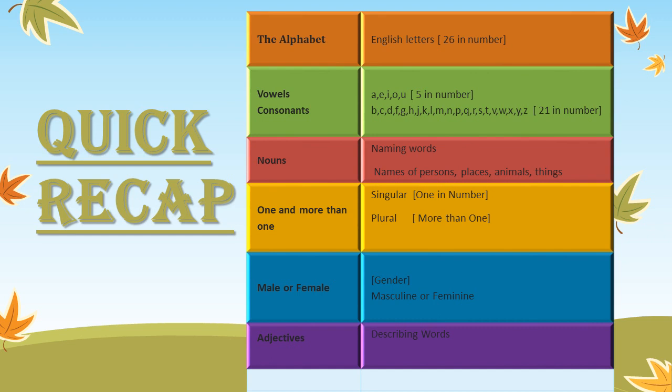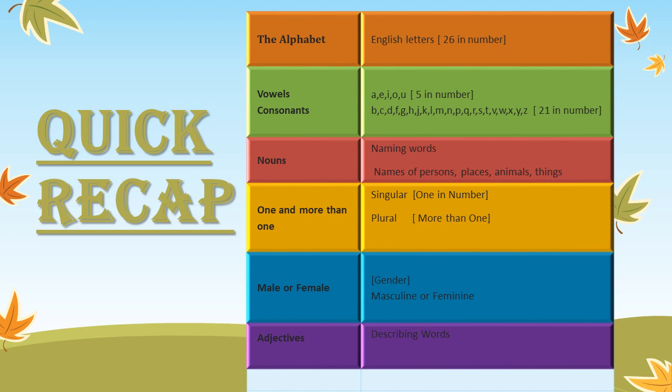Chapter 2, vowels and consonants. There are 5 vowels: A, E, I, O, U, and 21 consonants: B, C, D, F, G, H, J, K, L, M, N, P, Q, R, S, T, V, W, X, Y, Z.